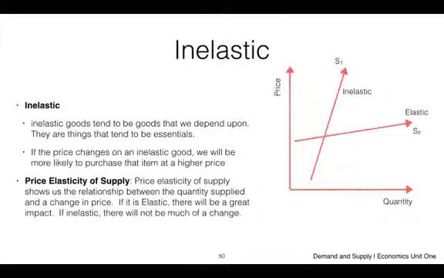Inelastic goods are goods that we depend on. Like I said before, gasoline. Maybe you really need caffeine every morning to get going. Maybe you have an addiction to cigarettes. That could be one of those things that you need that you're going to spend the money on, right? These are essential items that you find are absolutely needed, okay? If the price changes on an inelastic good, we'll be more likely to purchase that at a higher price.